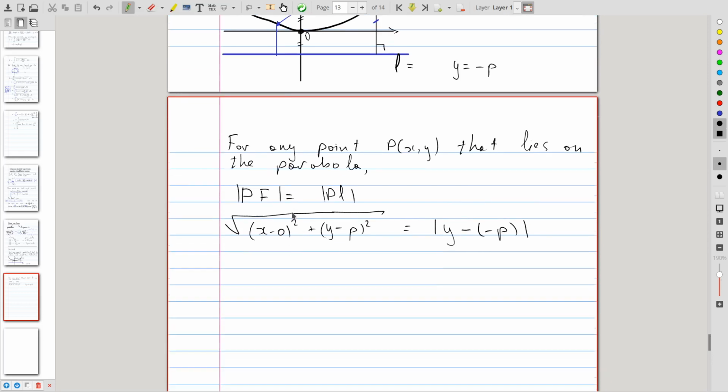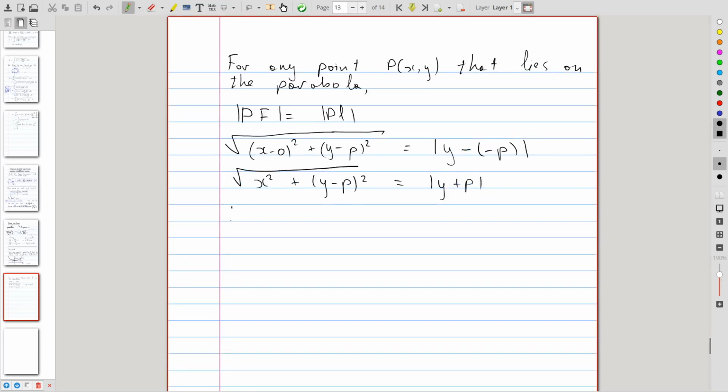Now, what I need to do at this point, I want to simplify this equation. So I won't do it here. I'll just sketch the idea of what you have to do to simplify this. So to simplify, you want to square both sides of this equation.